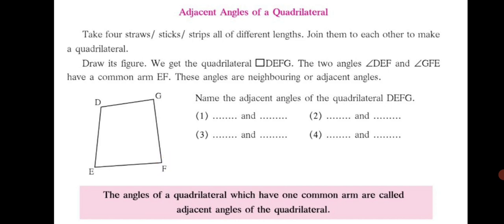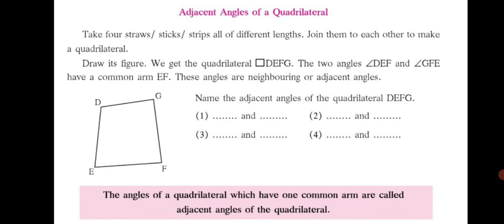So this way, when you take one side common to two angles, then they become adjacent angles. So what is the property? The angles of a quadrilateral which have one common arm are called adjacent angles of the quadrilateral.